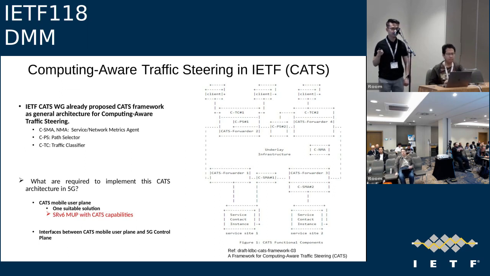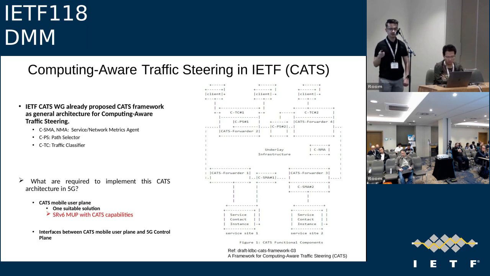The IETF CATS working group has already proposed the CATS framework, with the architecture like here. We have the CSMA, the CATS service metric agent, the CNMA, the CATS network metric agent, the CPS, the CATS path selector, and the CTC, the CATS traffic classifier. The CSMA is responsible for collecting the computing metrics for the service contact instance, such as the GPU utilization, memory utilization, and the maximum of the compute resource in the site.